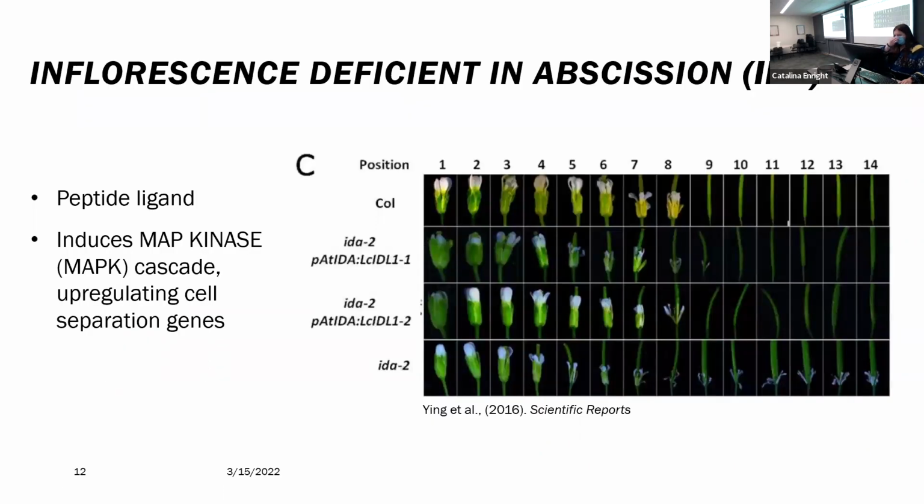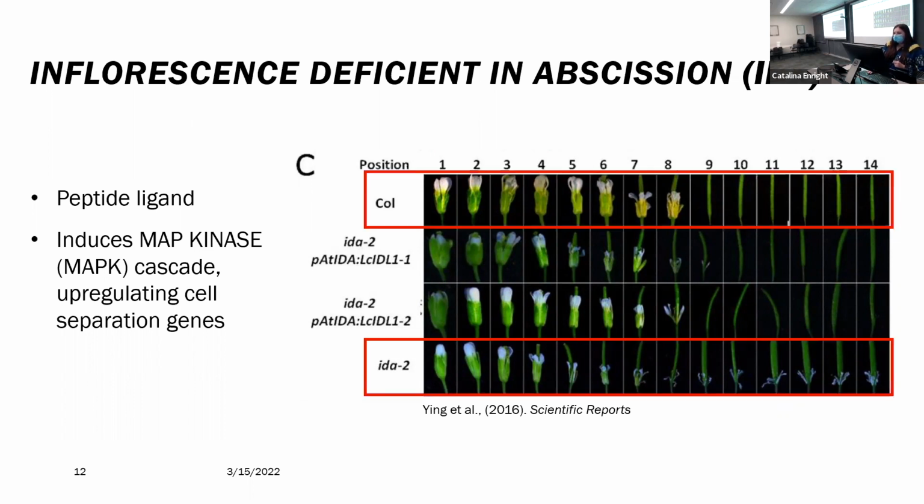And then the last gene that I'll be talking about today is inflorescence deficient in abscission. It's been characterized in Arabidopsis and lychee for floral abscission, as well as fruit abscission in lychee. It is a peptide ligand that binds to leucine-rich receptors and induces a cascade that upregulates cell separation genes. So that's steps 3 and 4 in my hypothesis of the abscission zone model.